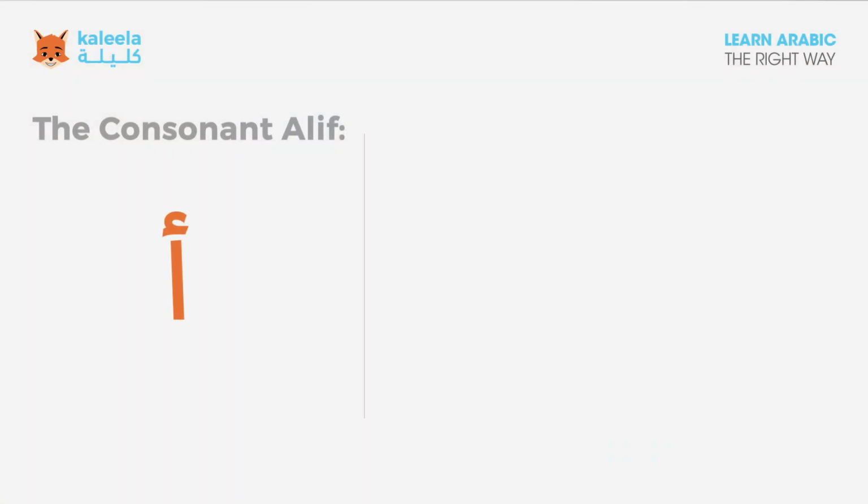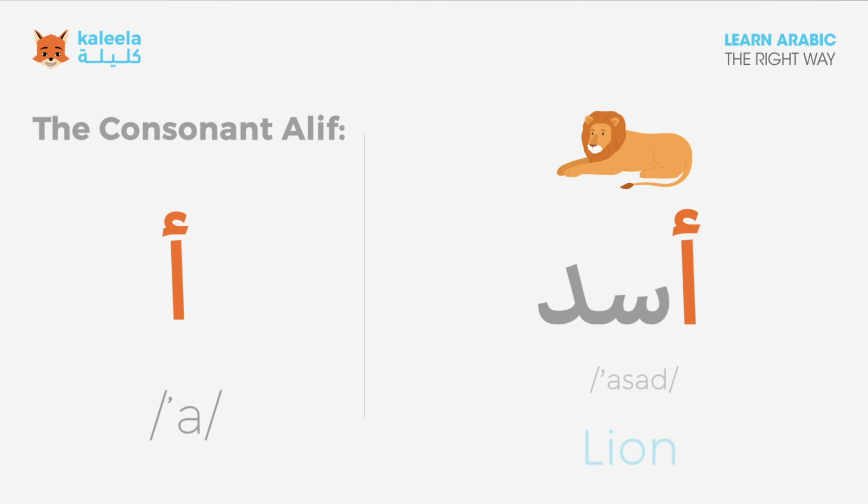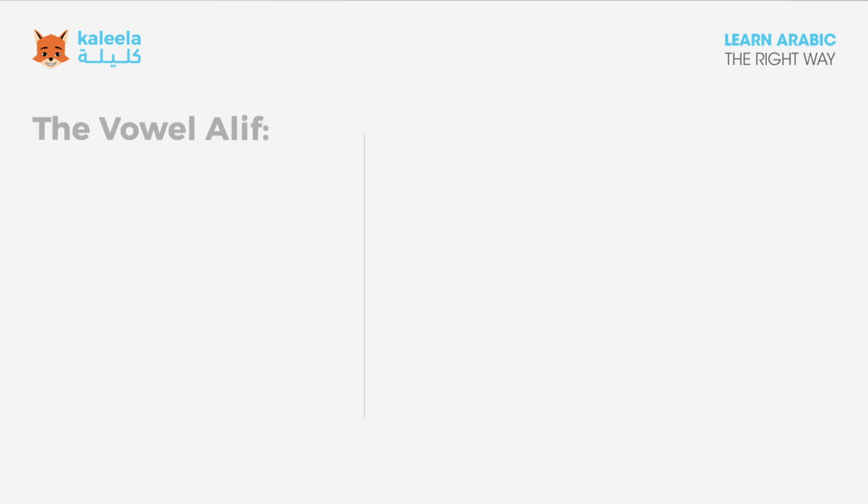Consonant Alif, when it comes with the mark Hamza on top. It sounds like a short A, as in apple. Let's take a look at an example. Asad, which means lion. As you can see, the Alif here is a vertical line with the Hamza on top of it. The vowel Alif, when it comes at the end of the word or in the middle without the mark Hamza on top, and it sounds like a long A, as in fat.